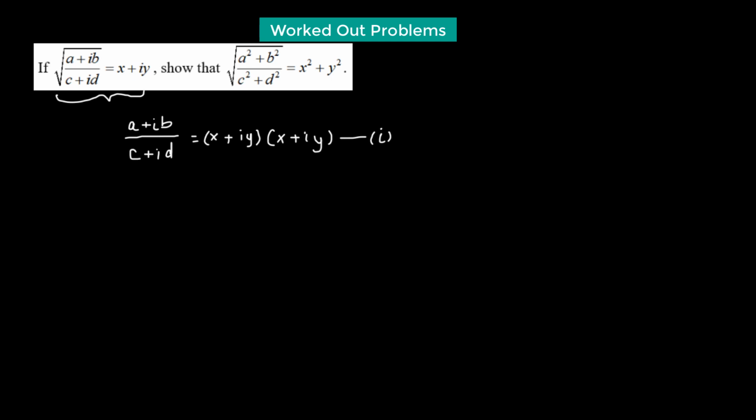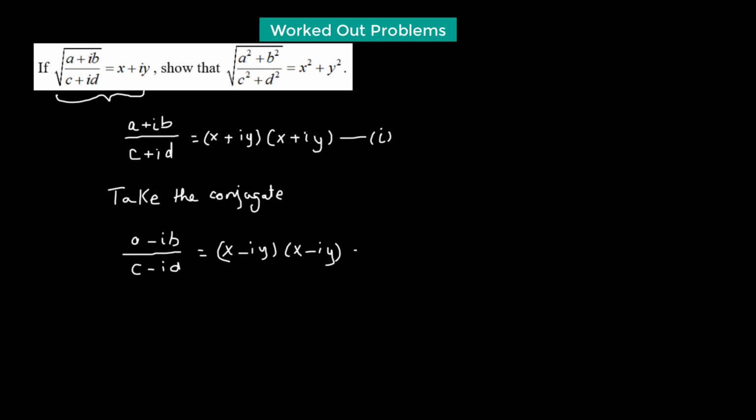Now we're going to take the conjugate. That will give us (a - ib)/(c - id) equals (x - iy)(x - iy). So this will be equation number 2. Now we take the product of 1 and 2.